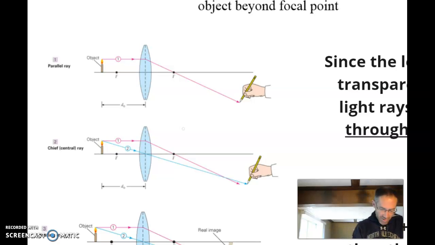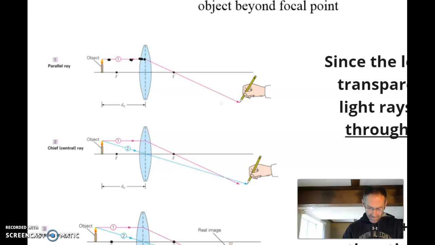And so here comes this parallel ray, and it's parallel to the principal axis, just like we're used to. And then what does it do whenever it hits the lens? It is converged. It goes to the focal point. So not away from the focal point in the principal axis, but to the focal point. And so there's our parallel ray.